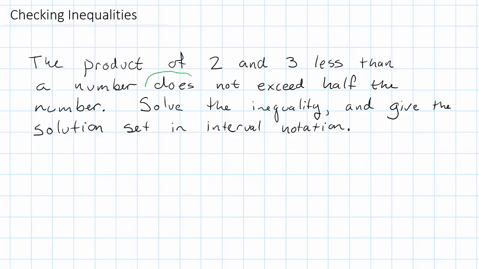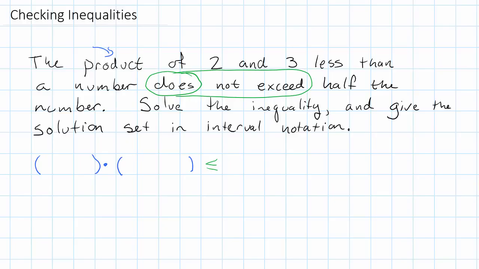In this sentence, the verb is does. That begins the verb phrase, does not exceed. Let's see. Exceeds means greater than, so does not exceed is a less than or equal to. What then are our two expressions? Our first expression is a product. We'll have multiplication in our first expression.